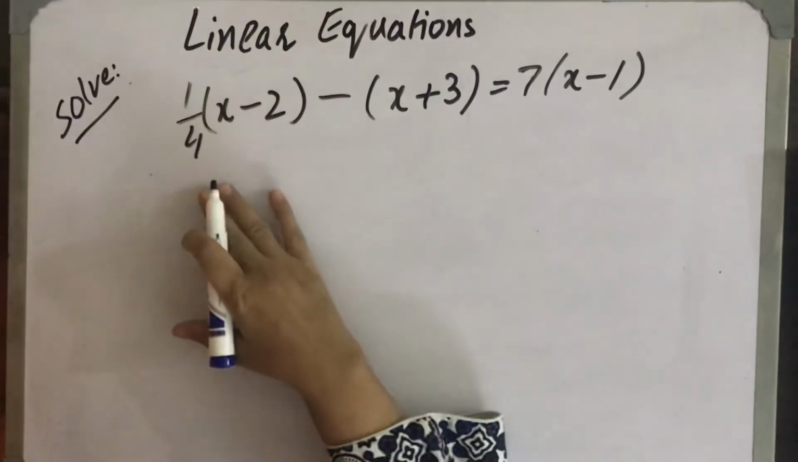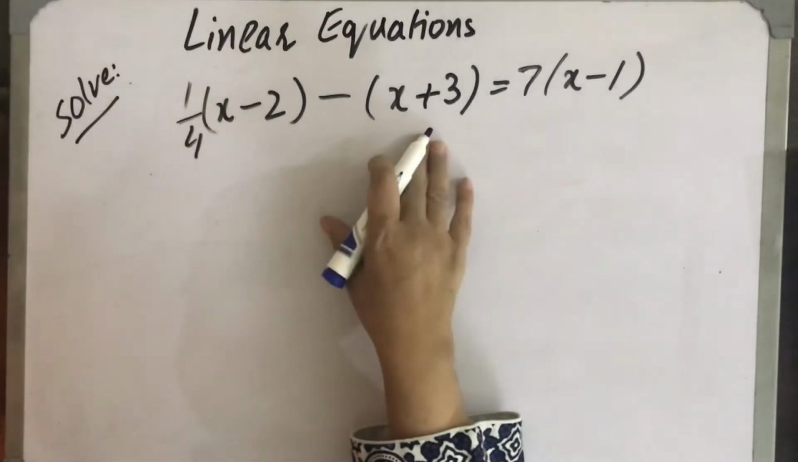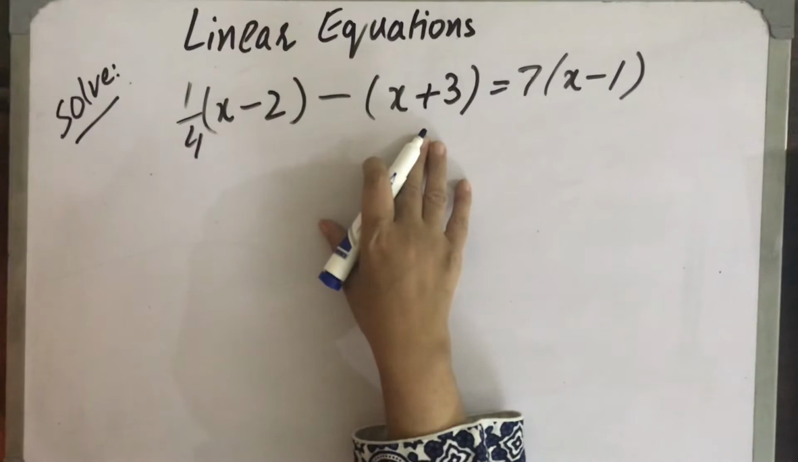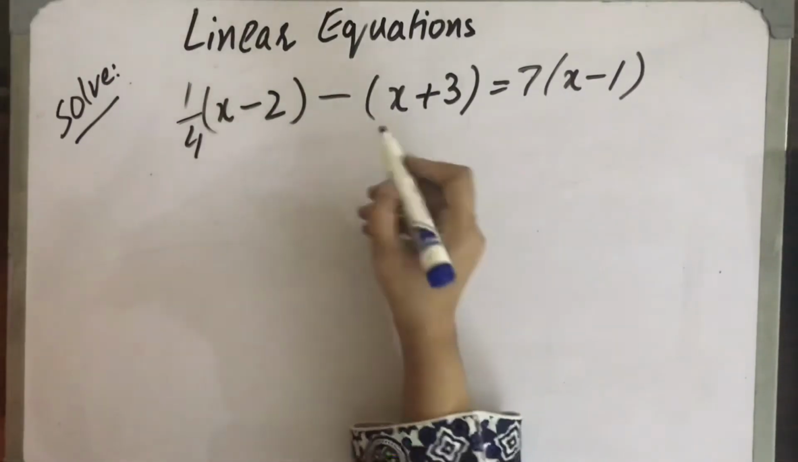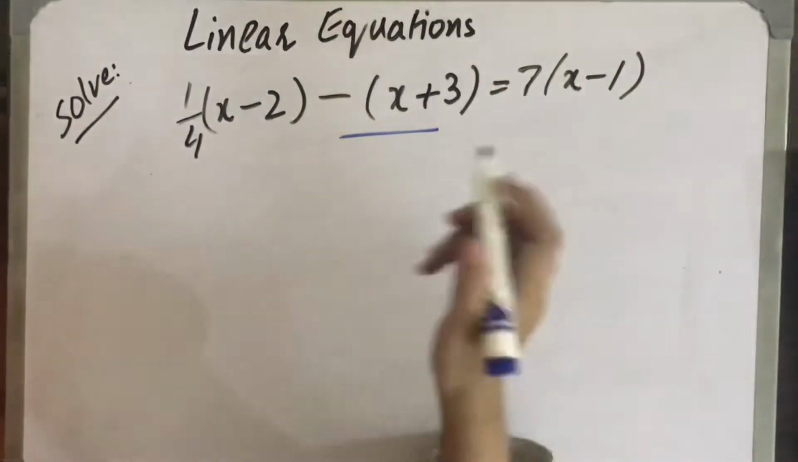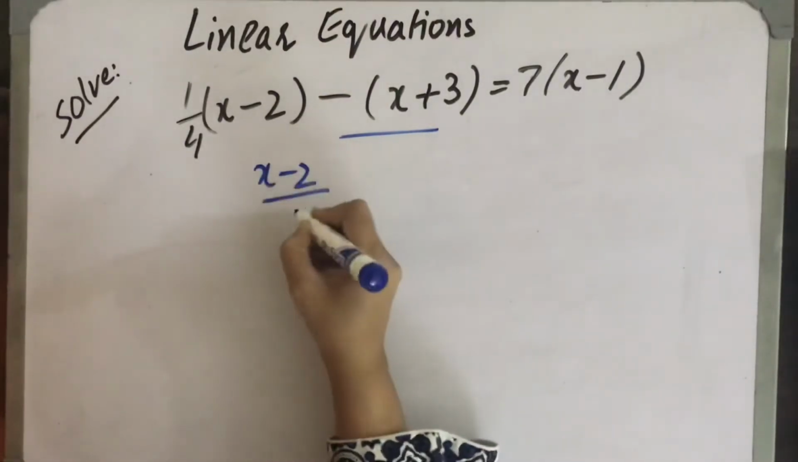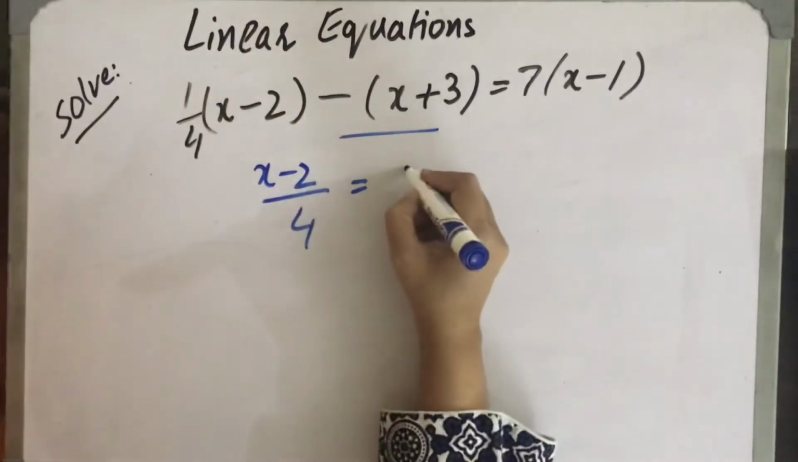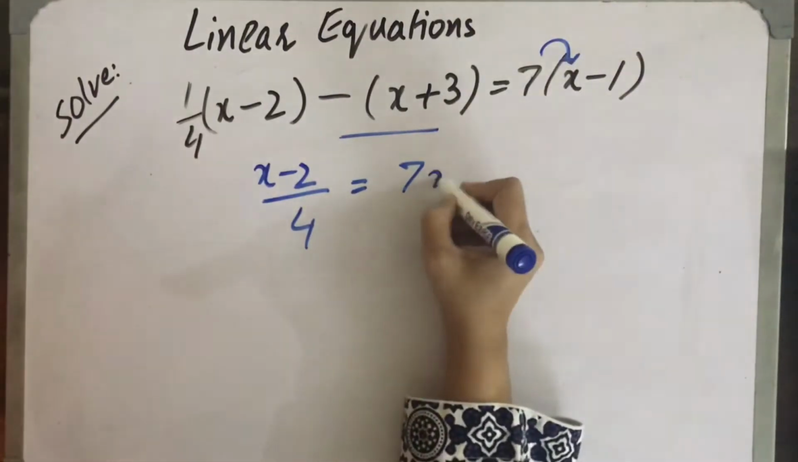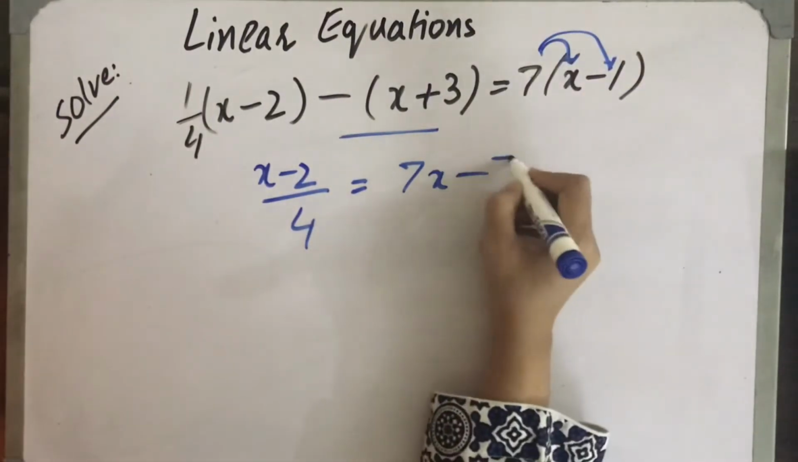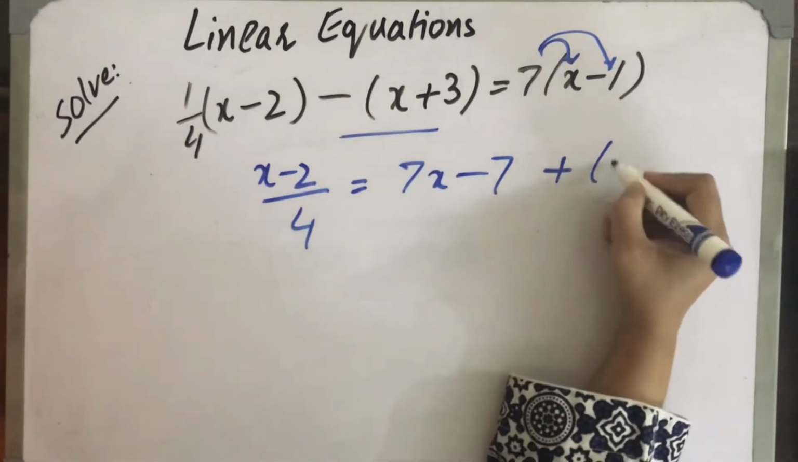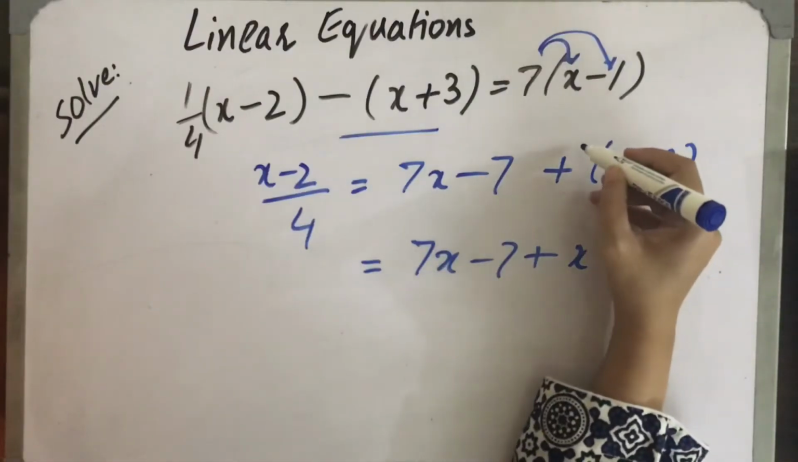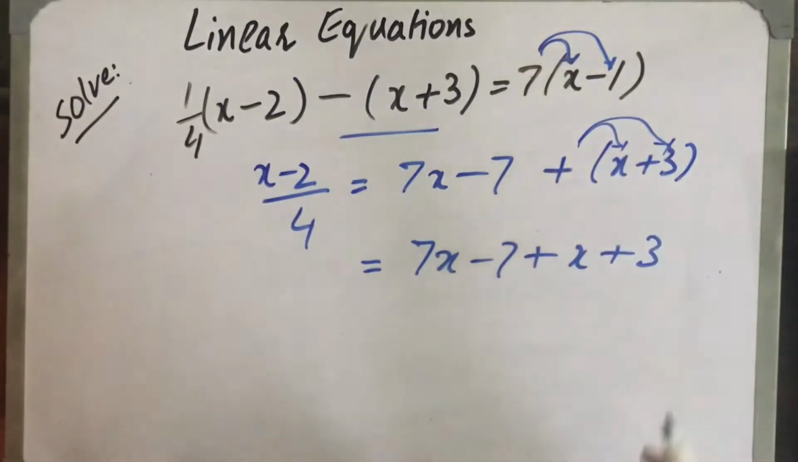Okay, the next question: 1 over 4 bracket x minus 2 minus bracket x plus 3 equals to 7 bracket x minus 1. So we can adopt different methods, and the easiest possible I would say is that I take this bracket on the other side and simplify these two, and bring this 4 in the denominator like this. 7 multiplied by x is 7x, 7 multiplied by 1 is minus 7. This minus will change into plus, x plus 3 is here.